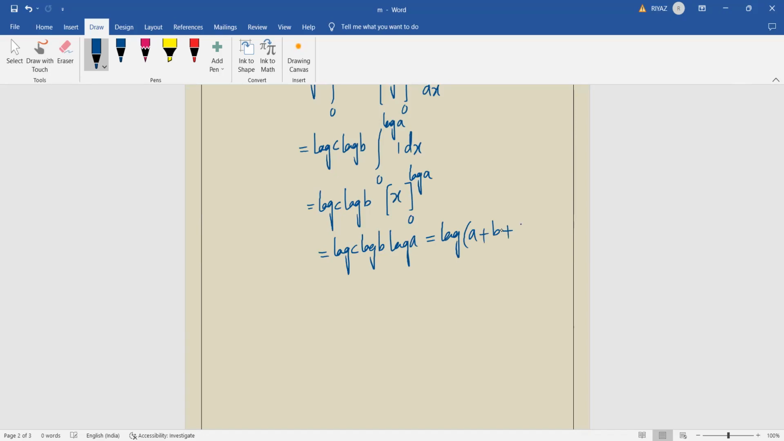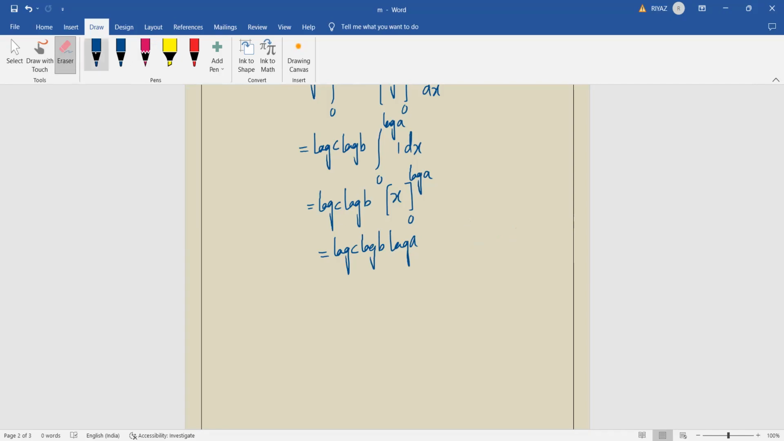Log of a plus b plus c. We can stop it here only: log a plus log b plus log c. Log a into b is log a plus log b, right? This one will become log a plus log b plus log c. Or else if you want, you can stop it here only, right? So one more step is possible.